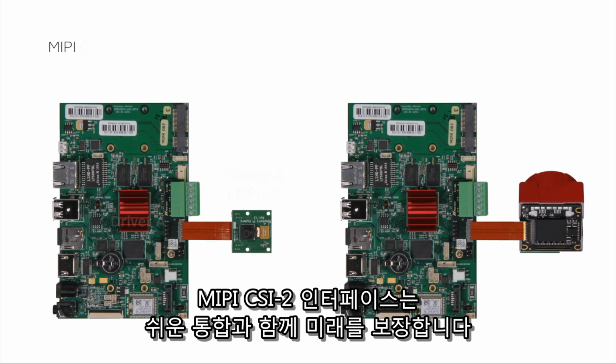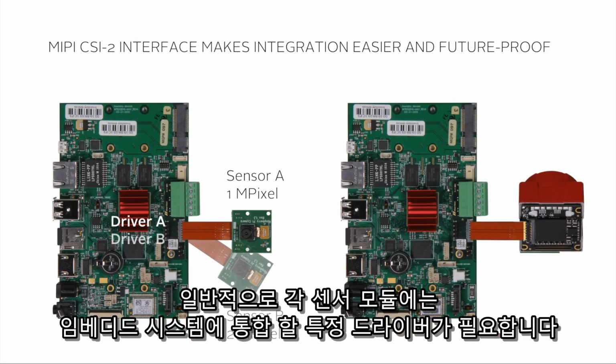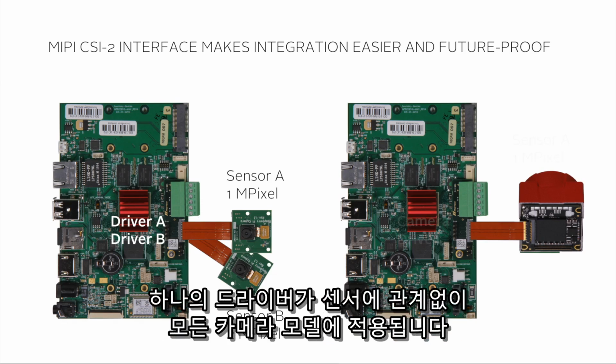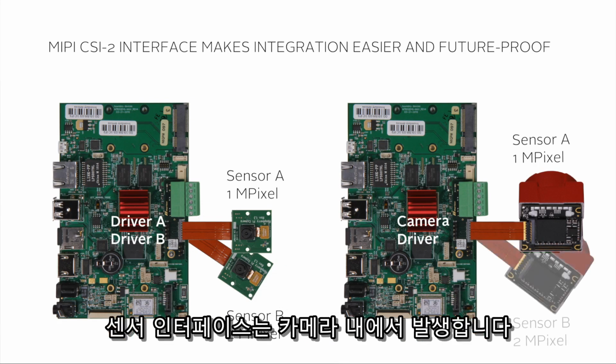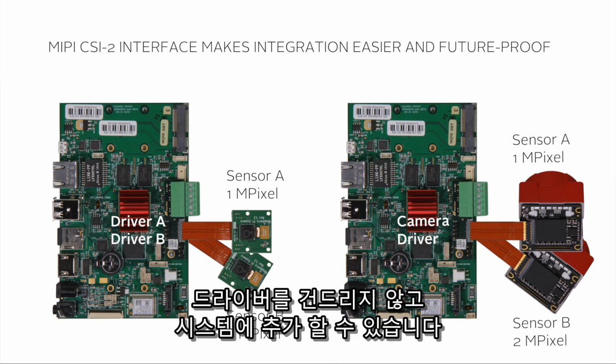A MIPI CSI2 interface makes integration easier and future-proof. Normally, each sensor module needs a specific driver to be integrated to an embedded system. With Allied Vision CSI2 cameras, one driver applies to all models of the camera line regardless of the sensor. The interface to the sensor happens within the camera. That means that you can replace your 1 megapixel camera with a 2 megapixel camera or add new cameras to your system without touching the driver.